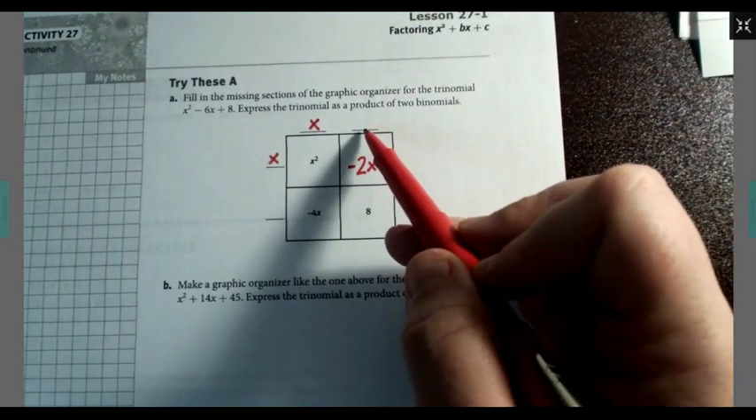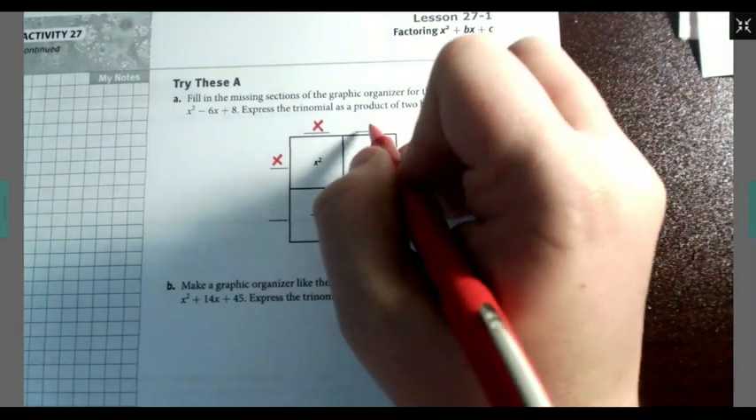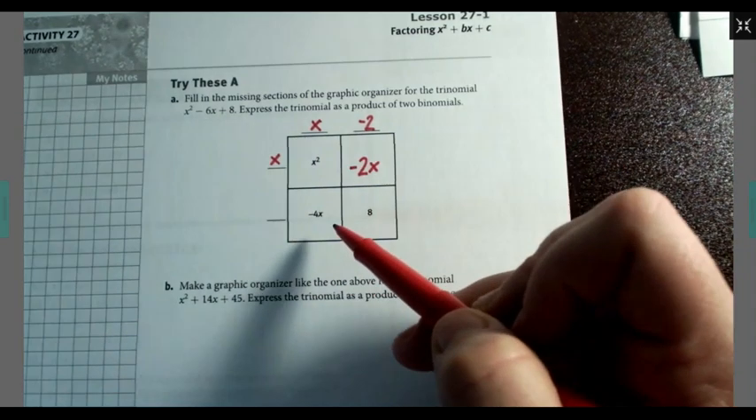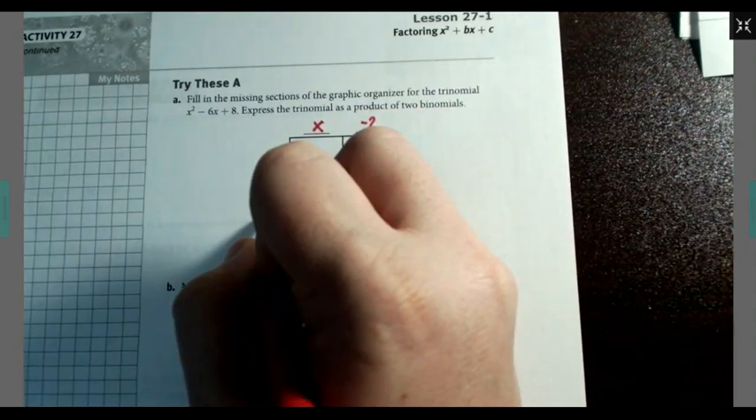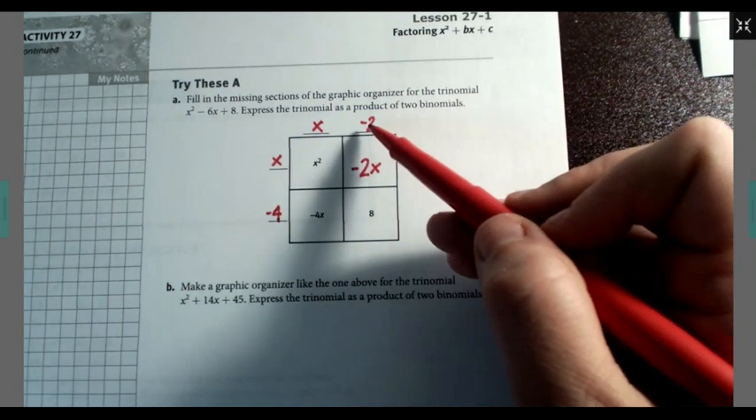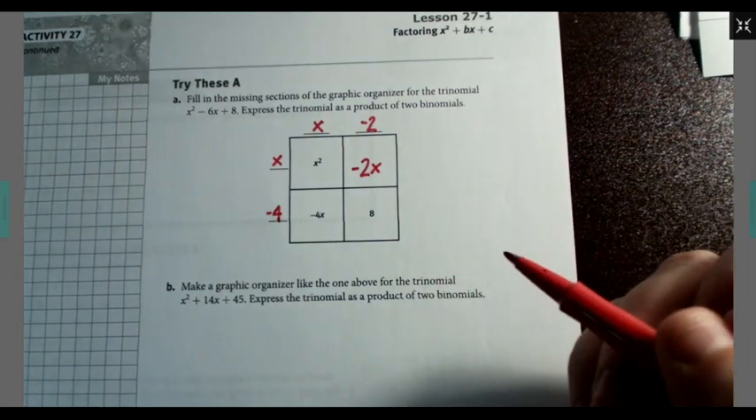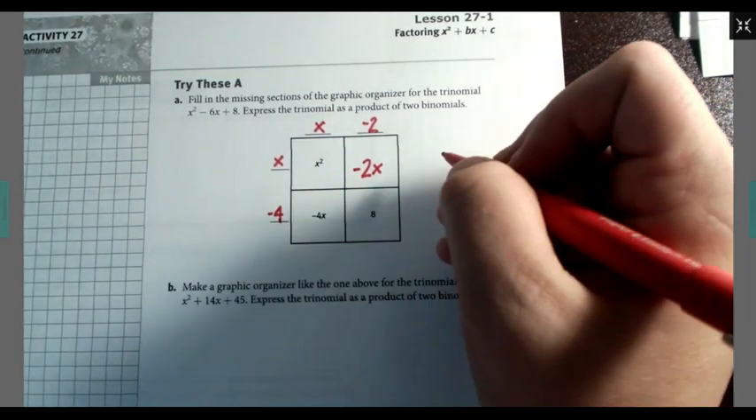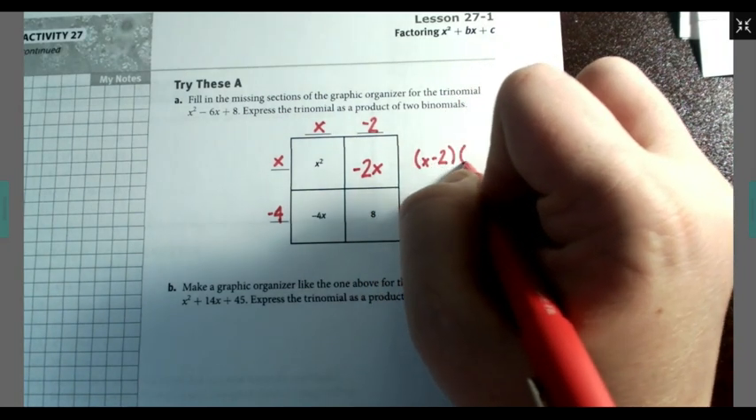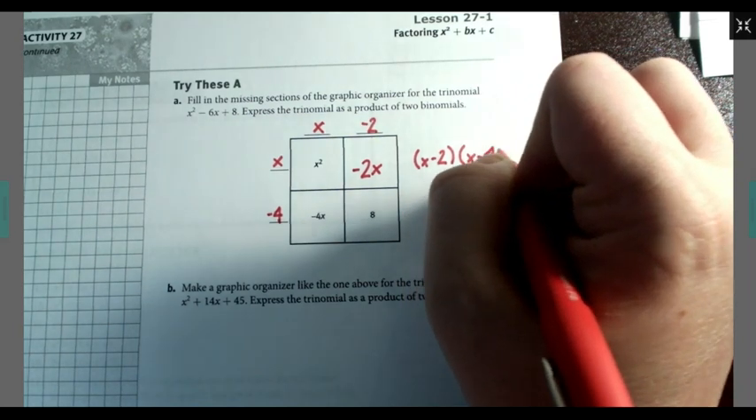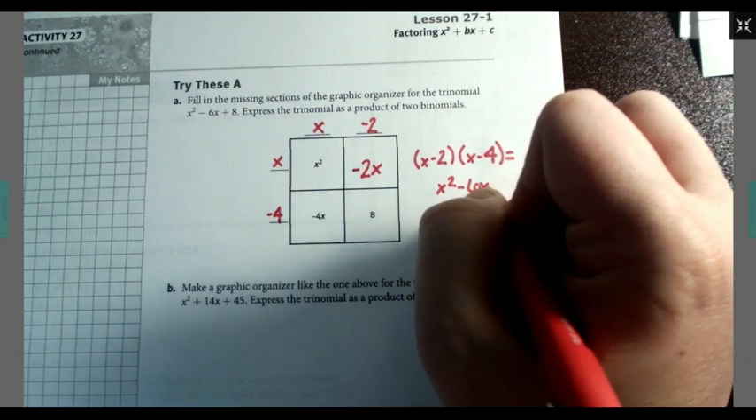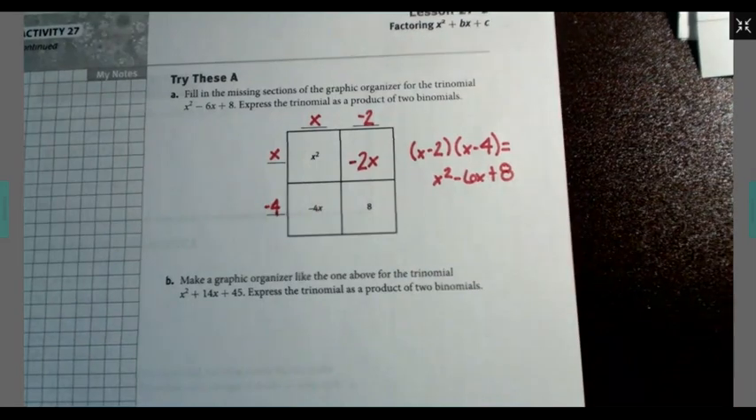X times what value gives me negative 2x? Negative 2. X times what value gives me negative 4x? Negative 4. And just to double check, is negative 4 times negative 2 a positive 8? Yes. So we would write this as x minus 2 times x minus 4 does indeed give me x squared minus 6x plus 8. Those are equivalent.